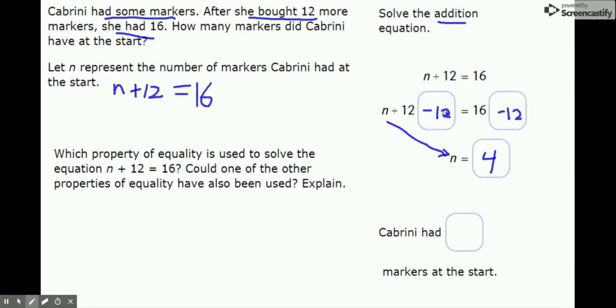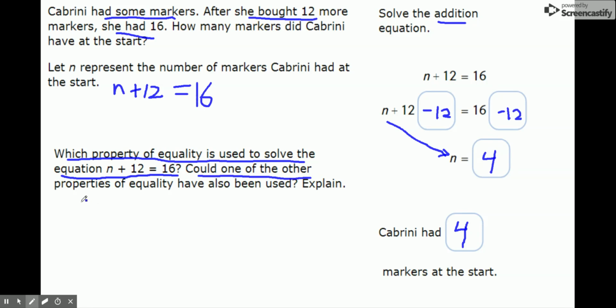So n plus 12 minus 12, 12 minus 12 is 0, and it leaves you with just n left. And 16 minus 12 is 4, so n equals 4. We go back and answer the question: Cabrini had 4 markers to start. And since we subtracted, it says which property of equality is used to solve the equation n plus 12 equals 16. It would be the subtraction.